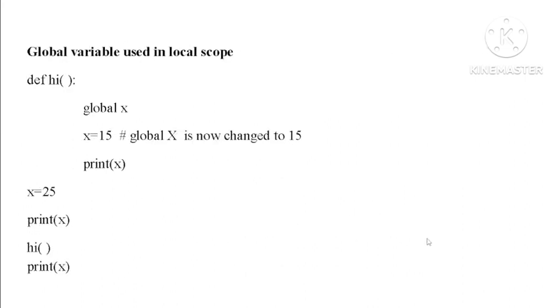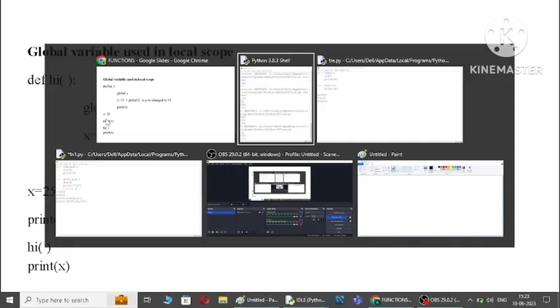Now look at this. Suppose you want to change the global value itself for any case. You need not use a separate variable. I want to use the global value itself. In that case, you should use the keyword global. See, I will show you the program.